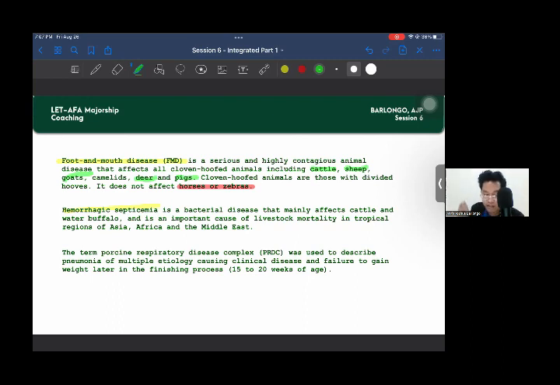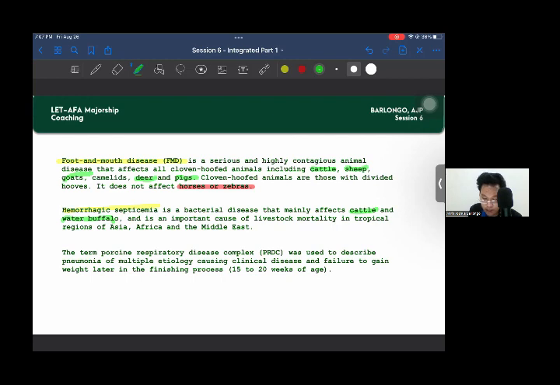Sa hemorrhagic septicemia naman, cattle and water buffalo. Ayan. So it is an important cause of livestock mortality. So ang hemorrhagic septicemia is cause of livestock mortality. Kapag sinabi mo livestock mortality, namamatay yung mga farm animals natin. Ayan. So that's a bacterial disease.